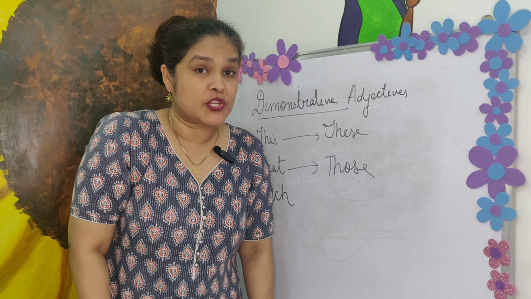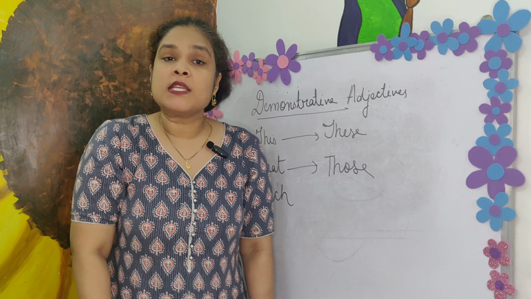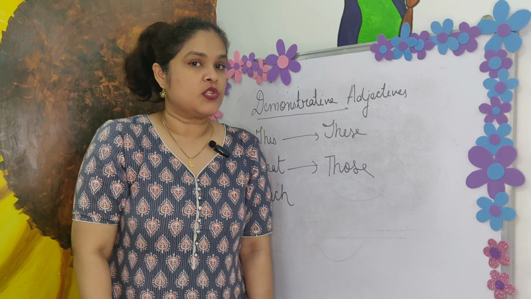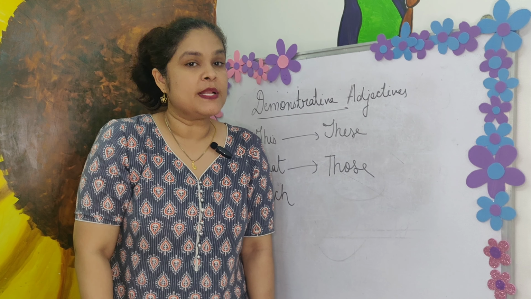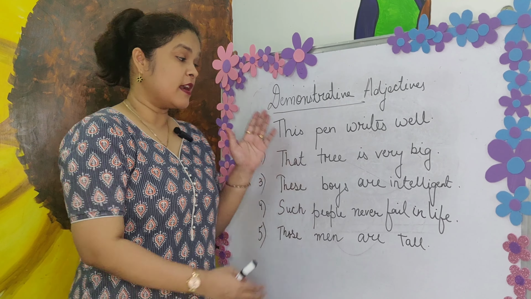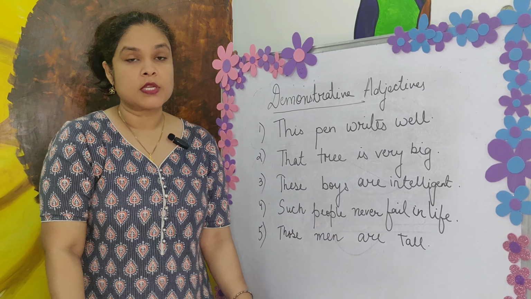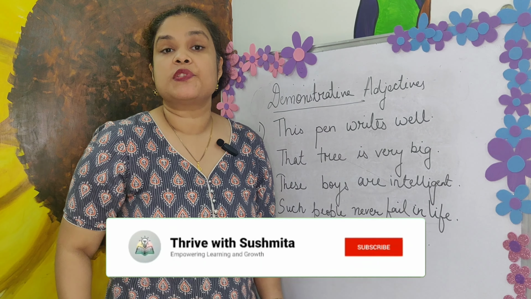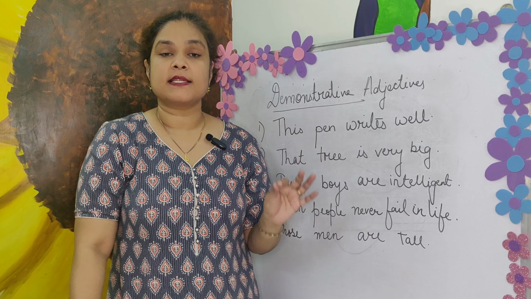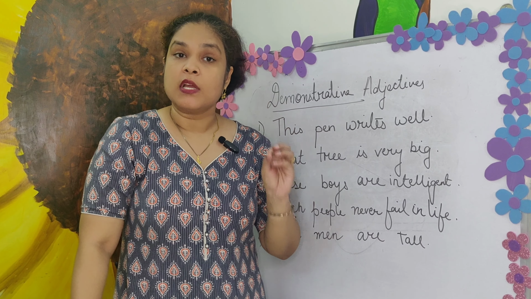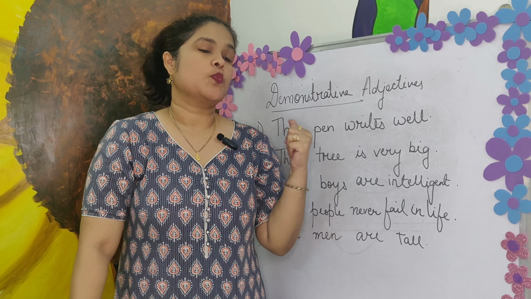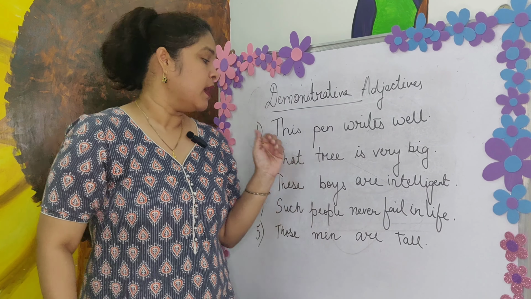But there is a catch to it. There is a rule to it. Not in every sentence will this, that, these, those and such become a demonstrative adjective. We need to see some examples to get clarity. So here are some sentences which are on the board. Let us study them and find out how a demonstrative adjective is placed in a sentence. You remember this, that, these, those and such. These words are used to point out something.